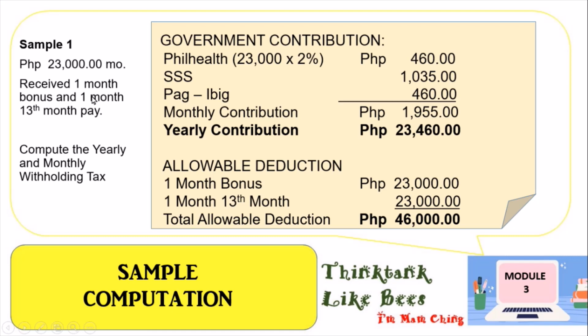So how to compute? First, we need to compute the government contribution. We have PhilHealth, 23,000 times 2%, so we have 460. We have the SSS, and if you are basing it on the table, you have 1,035. Pag-IBIG is 460. You need to add these 3 to make a monthly contribution of 1,955. Multiplied by 12, you have the yearly contribution of 23,460. For the allowable deduction, we have 1 month bonus, so 23,000, plus the 1 month 13th-month pay, which is also 23,000. So you have a total allowable deduction of 46,000 pesos.